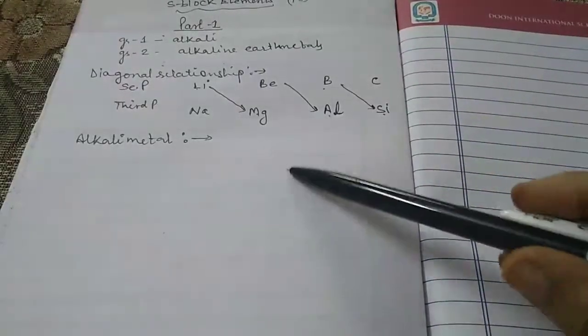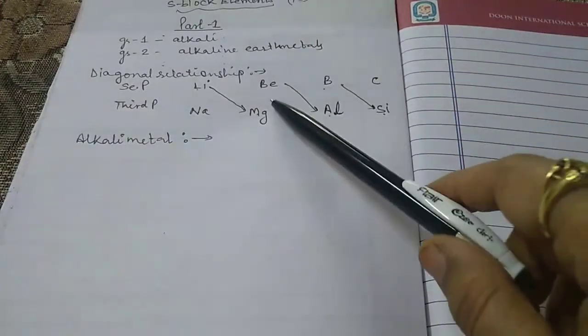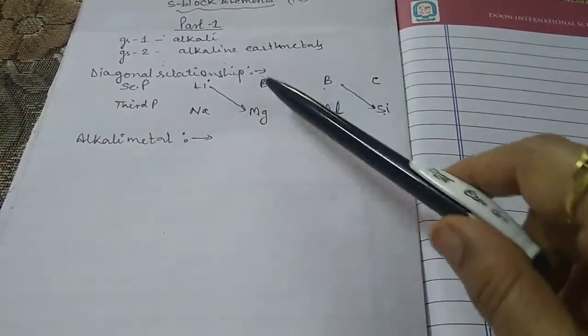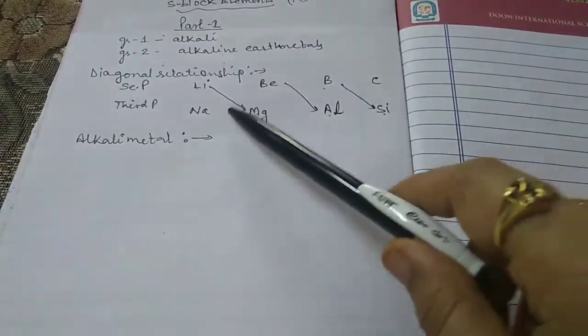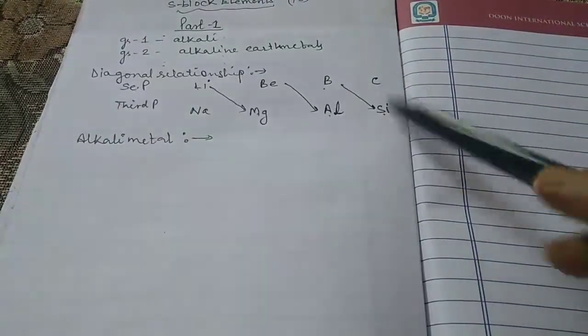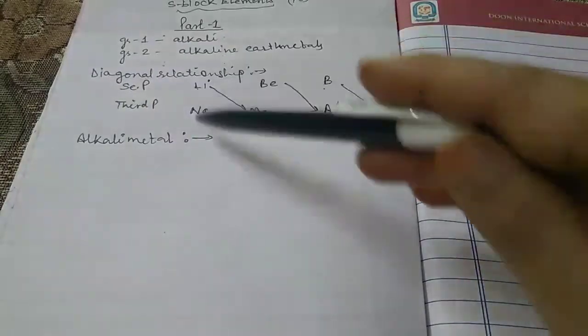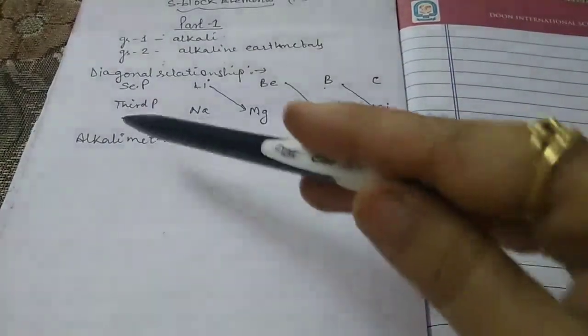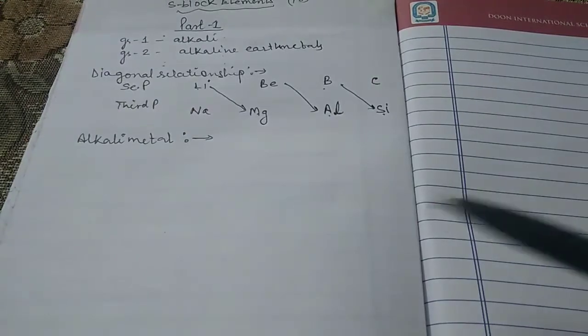Now the cause of the diagonal relationship is the similarity in properties such as electronegativity, size, and ionization energy between the diagonal elements. For example, lithium and magnesium, beryllium and aluminum, boron and silicon. So they have similarity in their properties. That's why this relationship is known as the diagonal relationship.